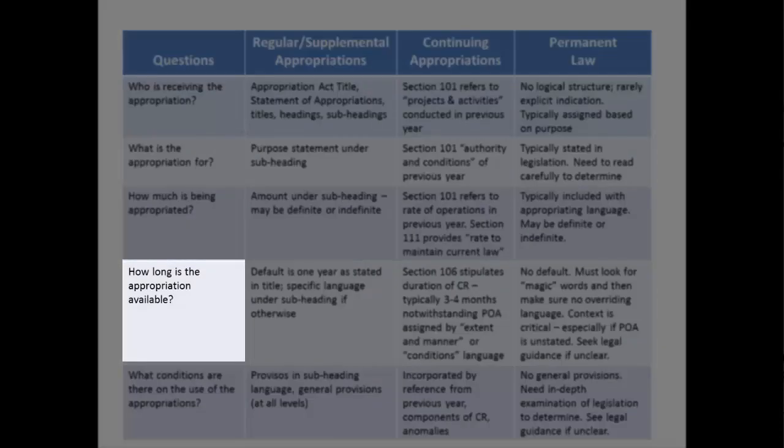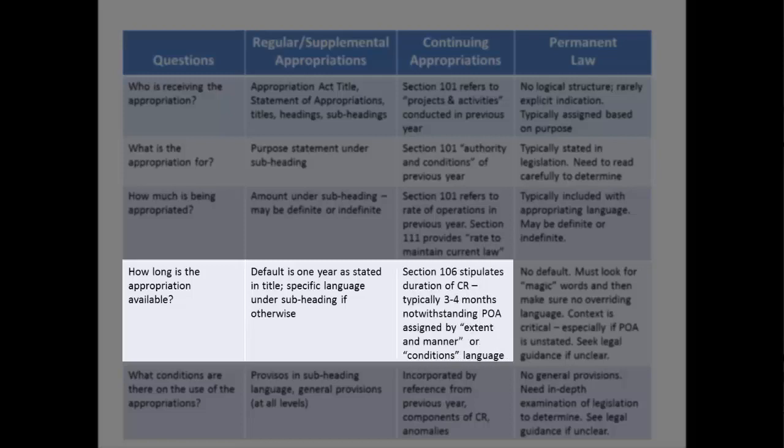Question number 4, how long is the appropriation available? In regular and supplemental appropriations, the default period of availability is 1 year, as stated in the Appropriation Act title. If Congress wants a longer period of availability, it must be expressly stated.